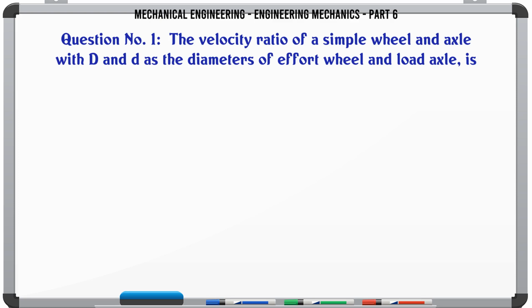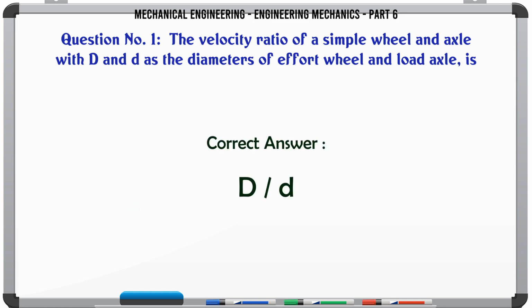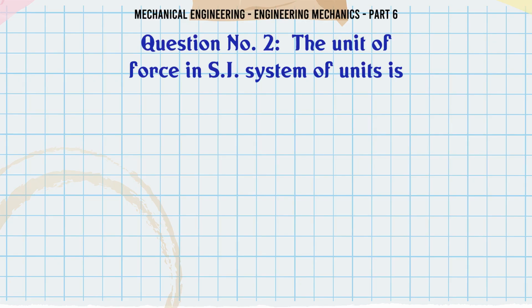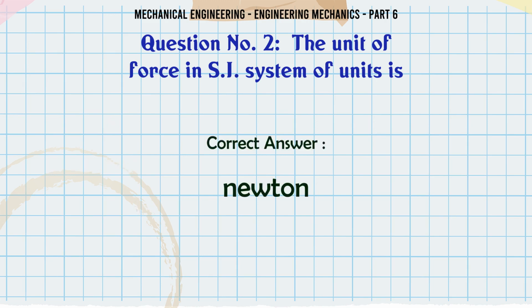The velocity ratio of a simple wheel and axle with D and d as the diameters of effort wheel and load axle is: A) D/d, B) d/D, C) D×d, D) D+d. The correct answer is D/d. The unit of force in SI system of units is: A) dyne, B) kilogram, C) Newton, D) watt. The correct answer is Newton.